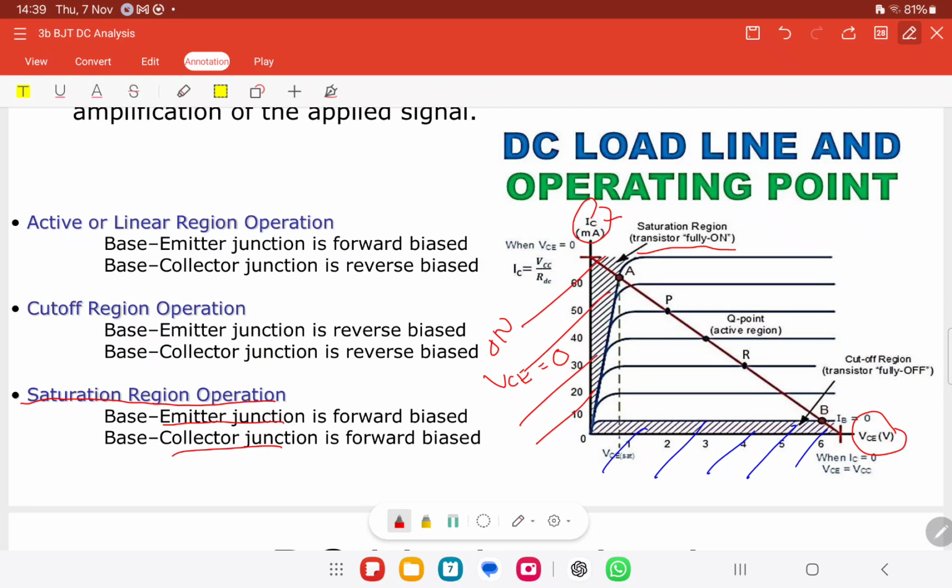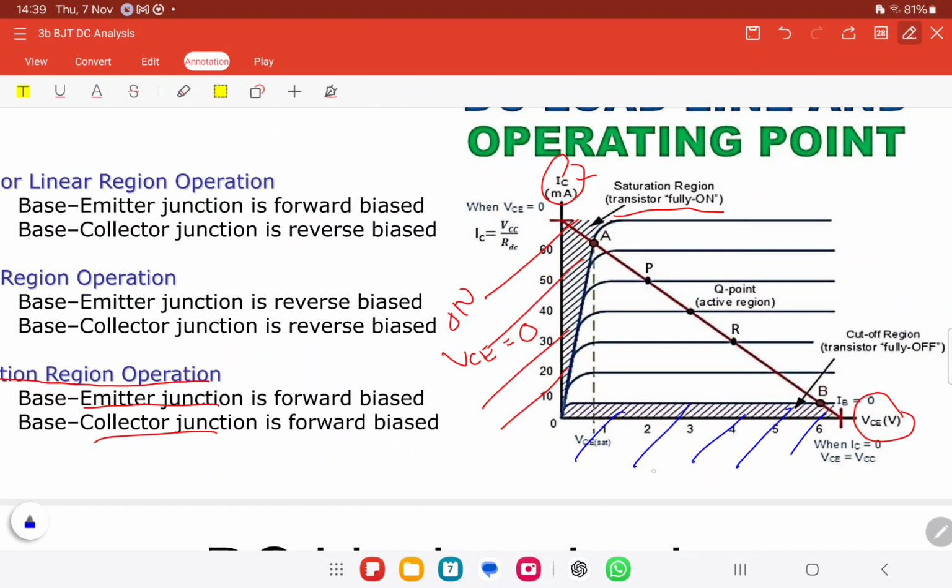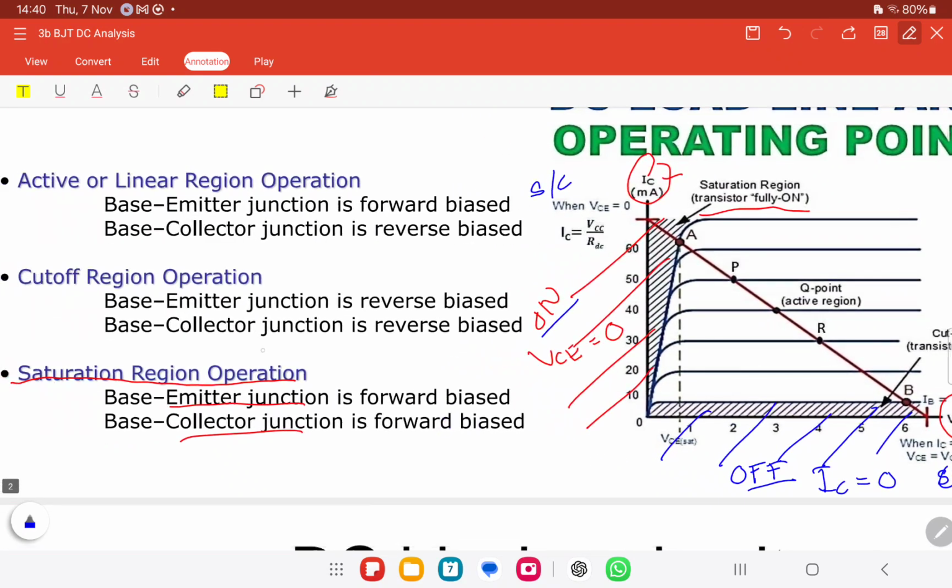Okay, so now kita nak pergi to cut off region. Yang bawah ni kan. Consider this one is at off condition. What is the value for IC? Equals to 0. This one is open circuit, sebab tu dia off, current tak flow. Yang ni short circuit. So this is off condition, this is on condition, and for off condition dua-dua is in reverse bias.